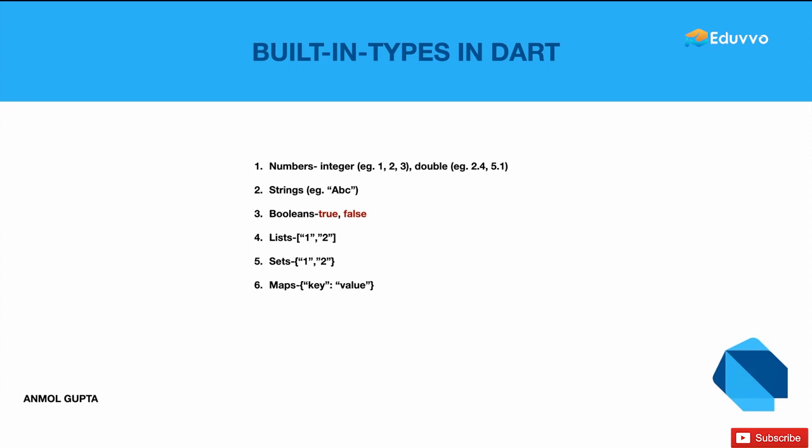So this was a little bit basic information about built-in data types, and later in this course we will discuss in details about all these things. So this was just an overview so that you can understand what are data types in Dart, so that you can proceed with the further lecture inside this course.